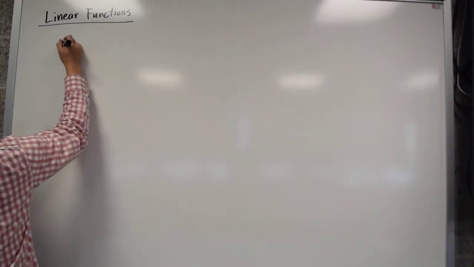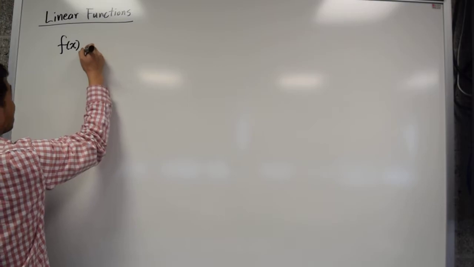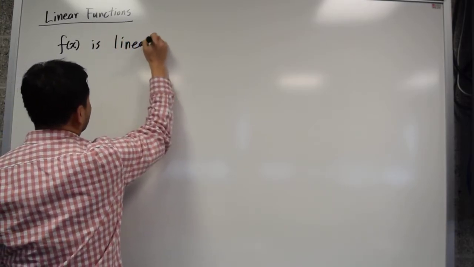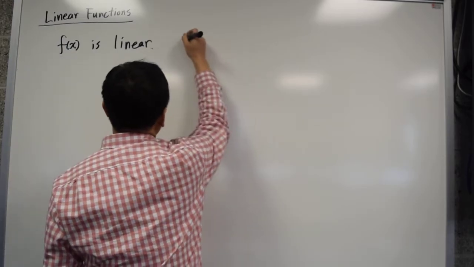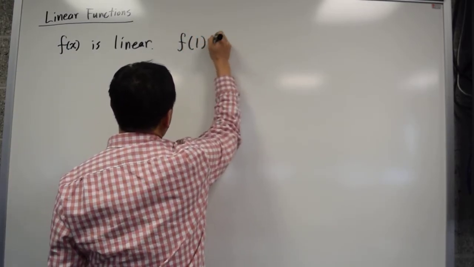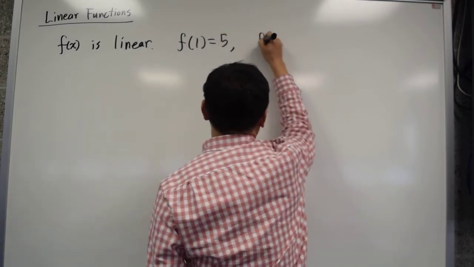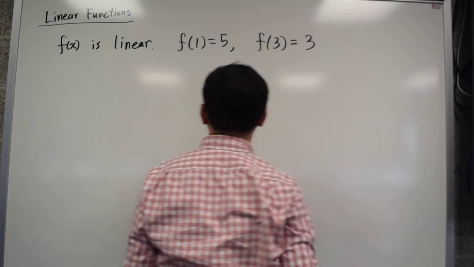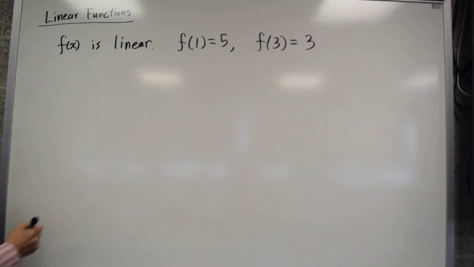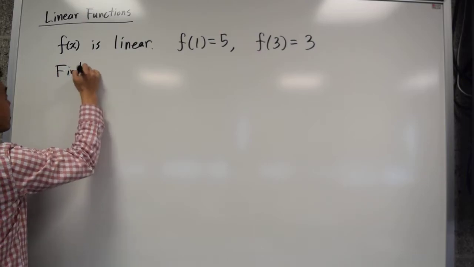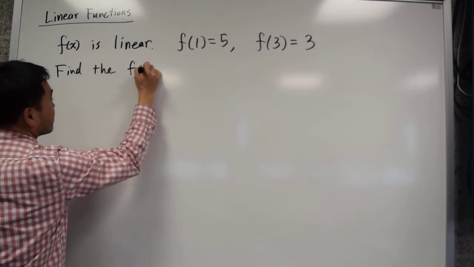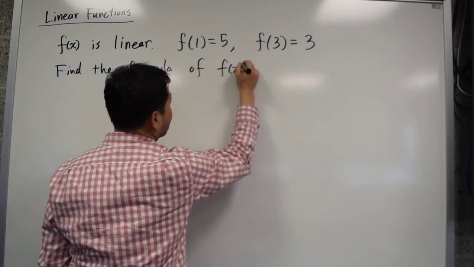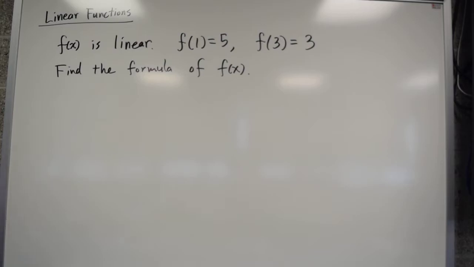Suppose you're given a function f of x, and you know that it's a linear function. And we also know that f of 1 is 5, and f of 3 is 3. Find the formula of f of x. How would we solve this?